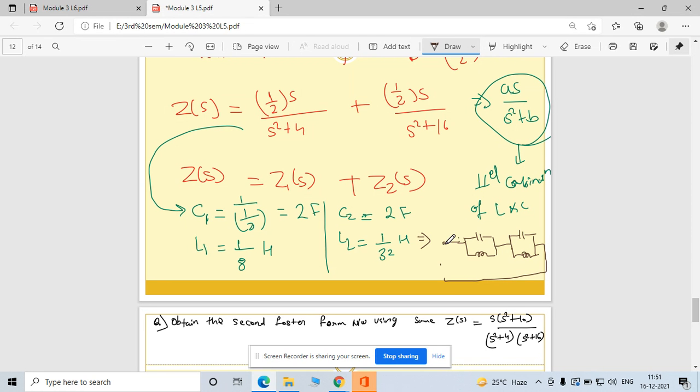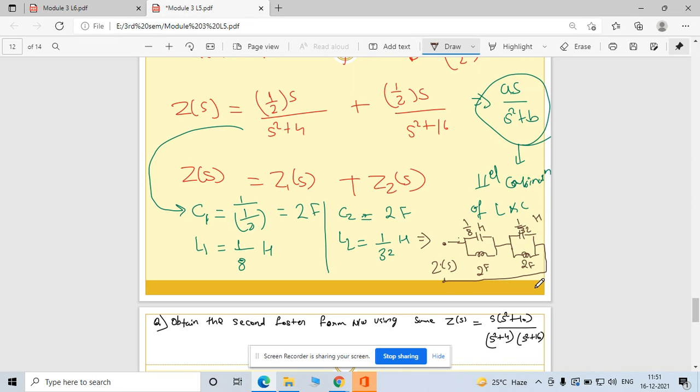So you can also cross verify your circuit. You can cross verify it when you take the Laplace transform of this circuit and compare it with the standard function which is given in your question. Okay, so you can verify it and it will be the same.